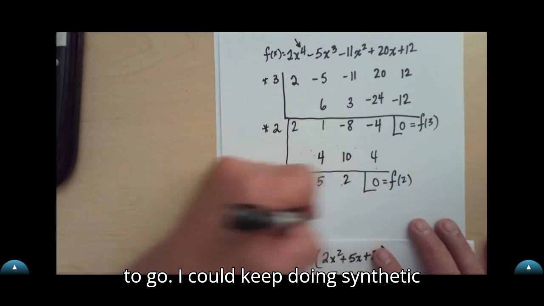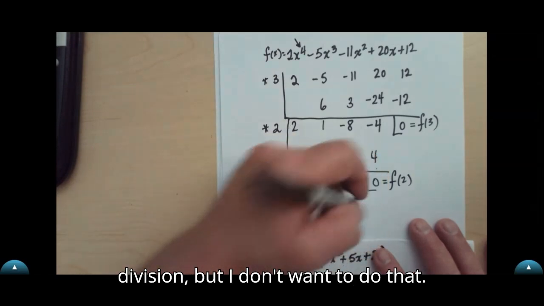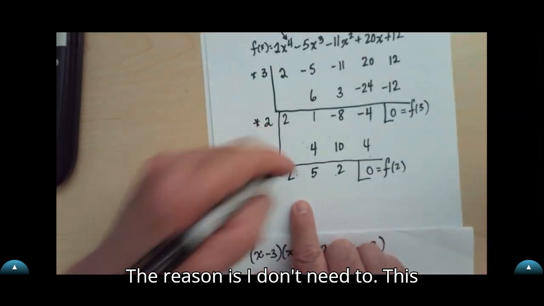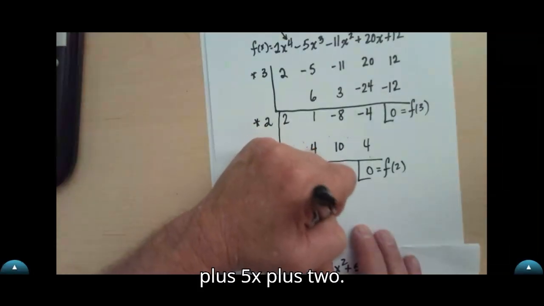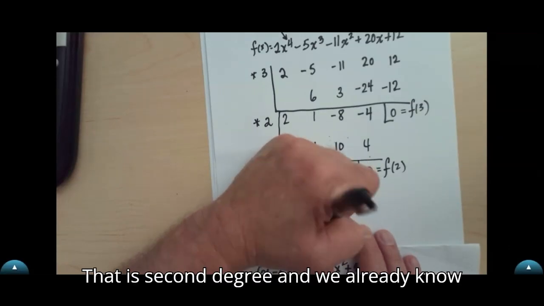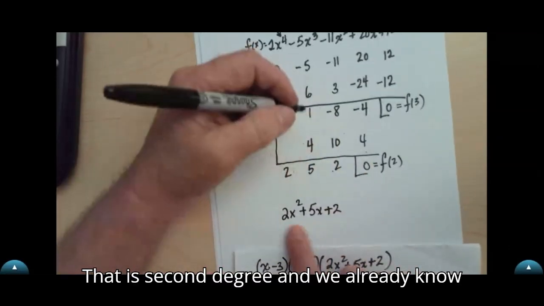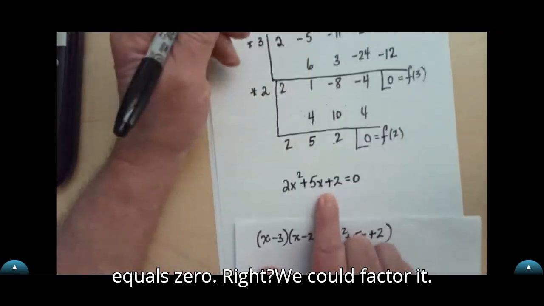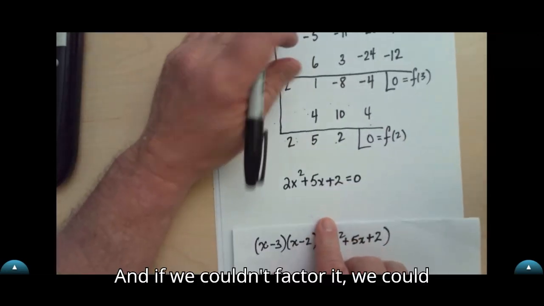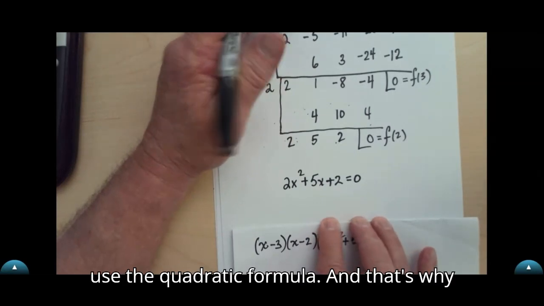I could keep doing synthetic division, but I don't want to do that. The reason is I don't need to. This is 2x squared plus 5x plus 2. That is second degree, and we already know how to solve a second degree equation equals 0, right? We could factor it. And if we couldn't factor it, we could use the quadratic formula.